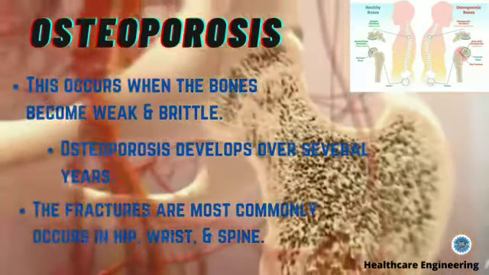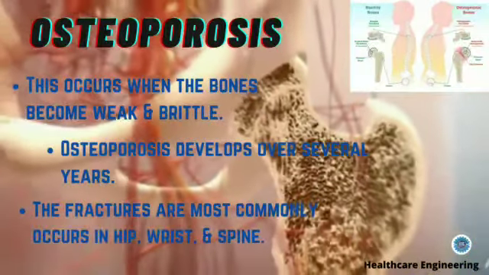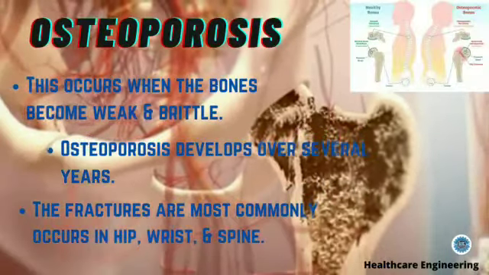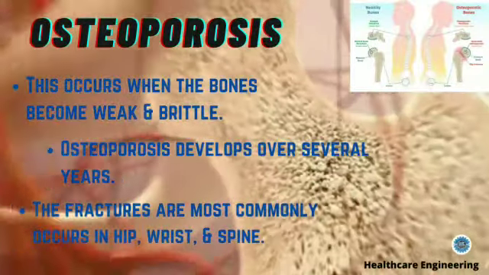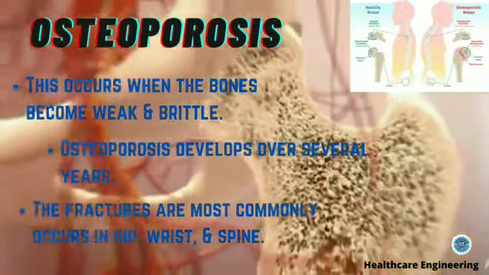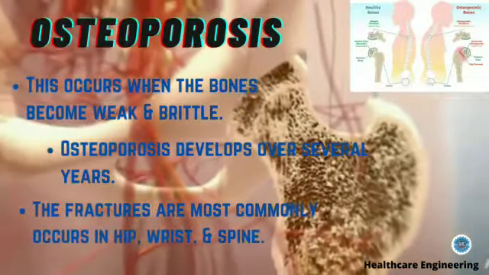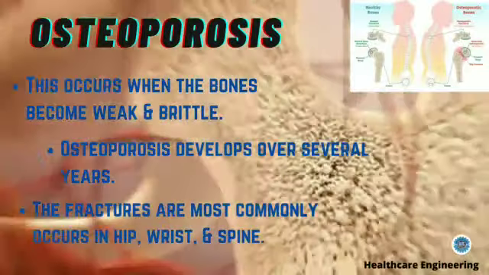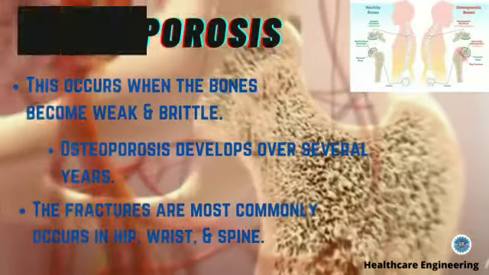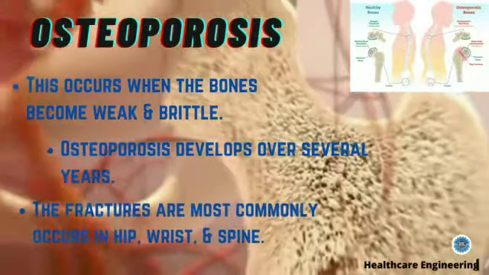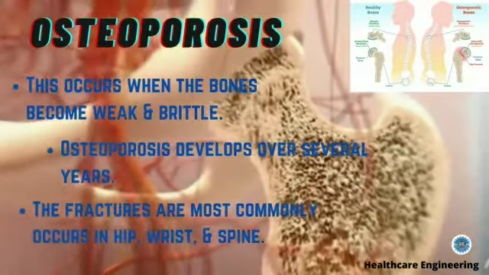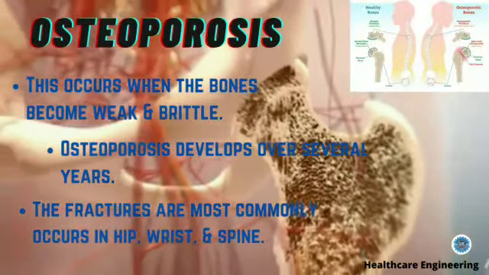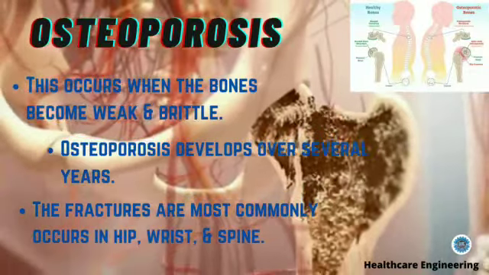Osteoporosis means porous bone. This is a bone disease that occurs when the bones become weak and brittle. The inside of a healthy bone has small spaces like a honeycomb. Osteoporosis increases the size of these spaces, causing the bone to lose strength and density. In addition, the outside of the bone grows weaker and thinner.